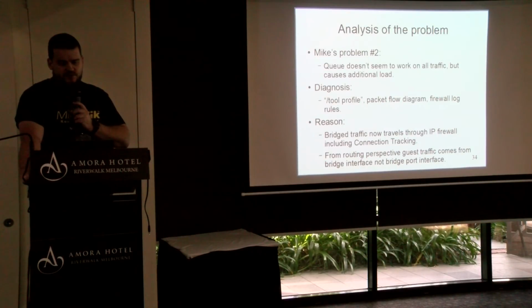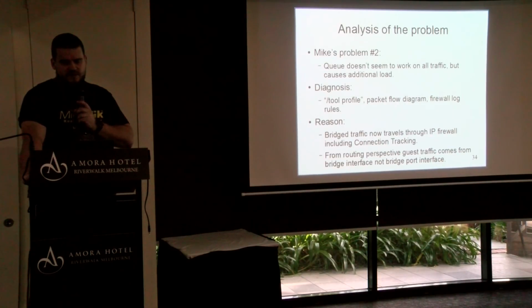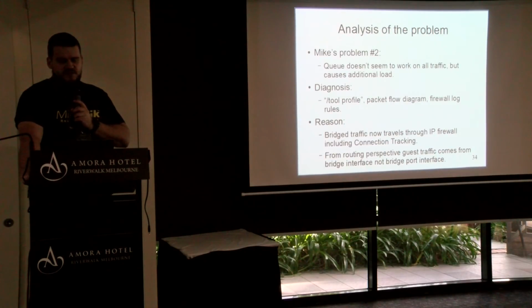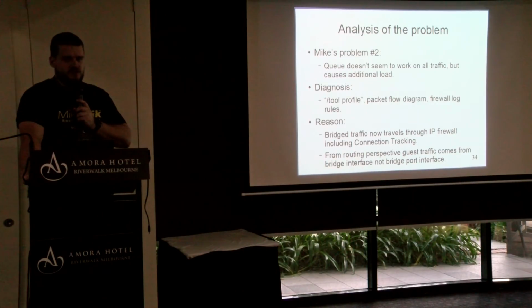And it causes additional load. So if we take a look at the tools profile, you will see load in queues and firewall. And if you take a look at the packet flow diagram, you will find out that simple queues, when you specify a target and the target is a bridge port, will only see bridge traffic with use IP firewall. It will not see the routed traffic, because routed traffic actually comes from the bridge interface itself, not the bridge port. So basically, to create it with the simple queues, you need to create two queues, one for bridge traffic, another for routed traffic. But what if I tell you there's no need to use that use IP firewall at all?